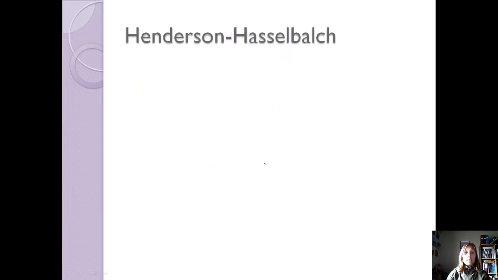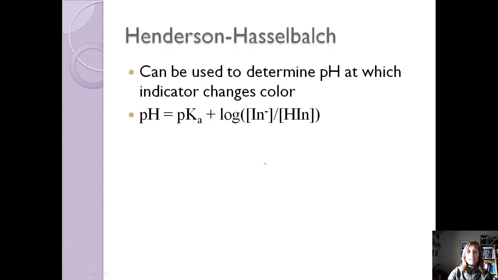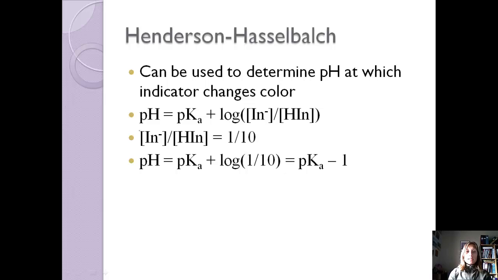We can also use the Henderson-Hasselbalch equation to help solve these problems or determine the pH at which the indicator changes color. If we take our Henderson-Hasselbalch equation, pH equals pKa plus the log of the base over the acid, in this case we're substituting our indicator in there, and we know that the ratio of In- over HIn is 1/10. And so if we plug that in, we get that our pH is equal to pKa plus the log of 1/10. Well, log of 1/10 is -1, so that comes out to pKa minus 1.